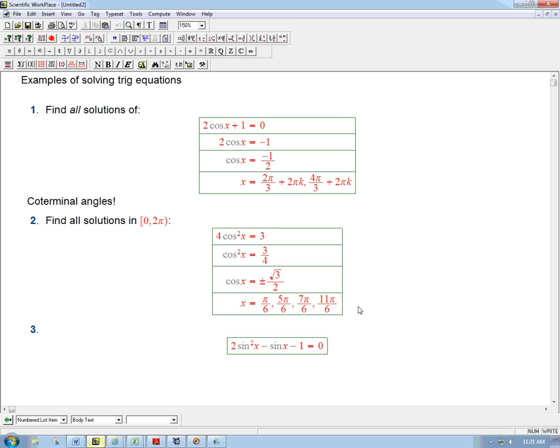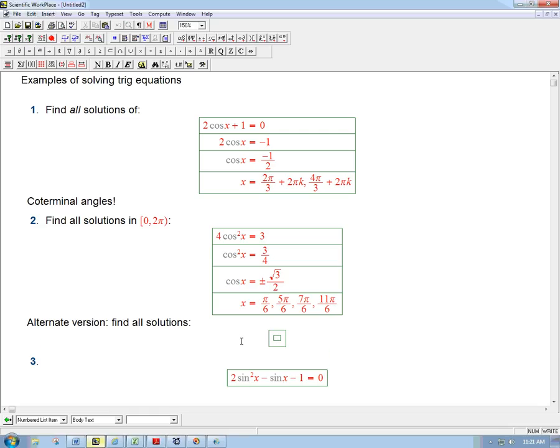Okay. If the problem said find all solutions, no qualification about in 0 to 2 pi, then we would just put the plus 2 pi k's on. So it'd just be this stuff. Let me just copy it. And be everything plus 2 pi k. And you can do 2 k pi or 2 pi k.